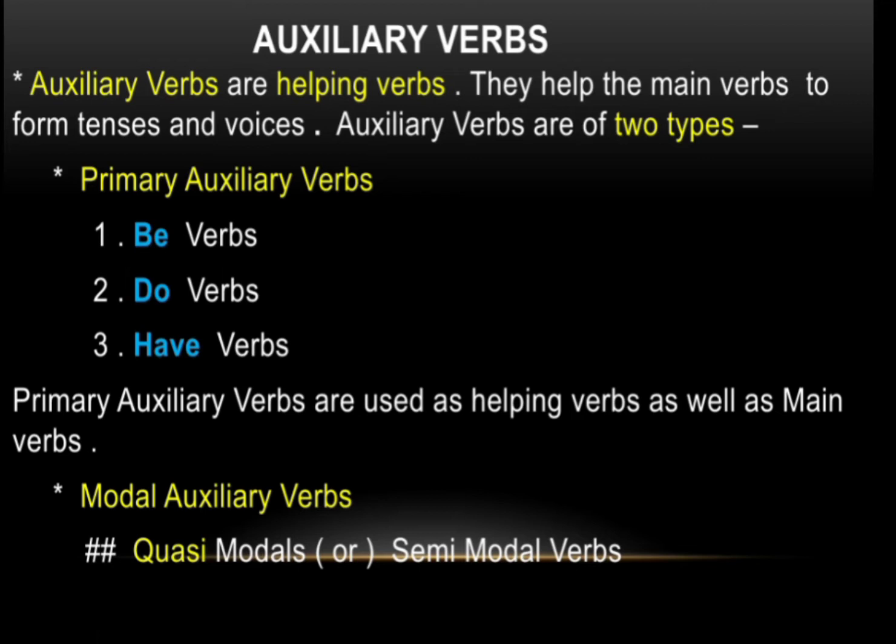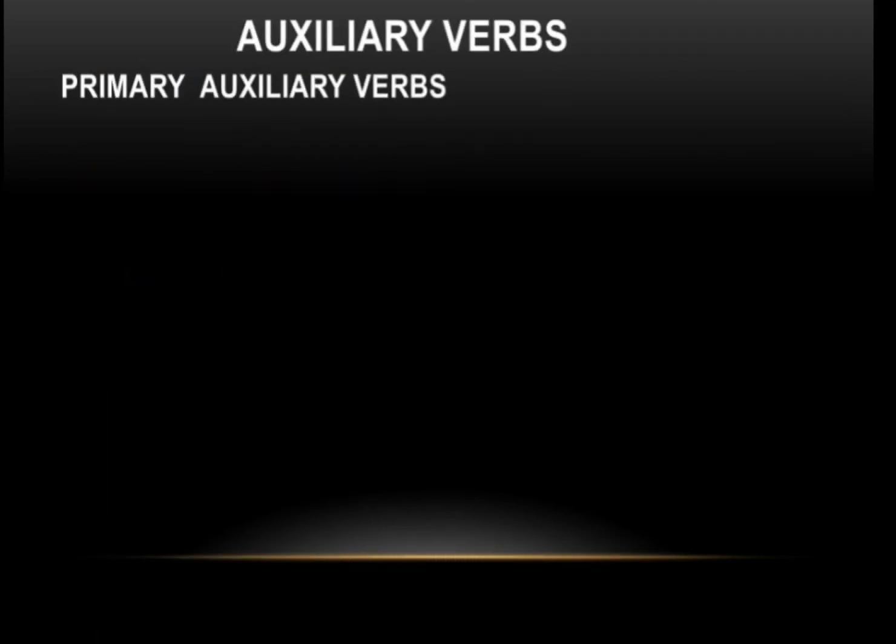Now let us learn these auxiliary verbs in detail. The first one is the primary auxiliary verb, be verb. There are 8 be verbs and each one has a unique usage. Be verbs are used as a helping verb as well as a main verb. They denote the tense of the verb and also agree with the subject.